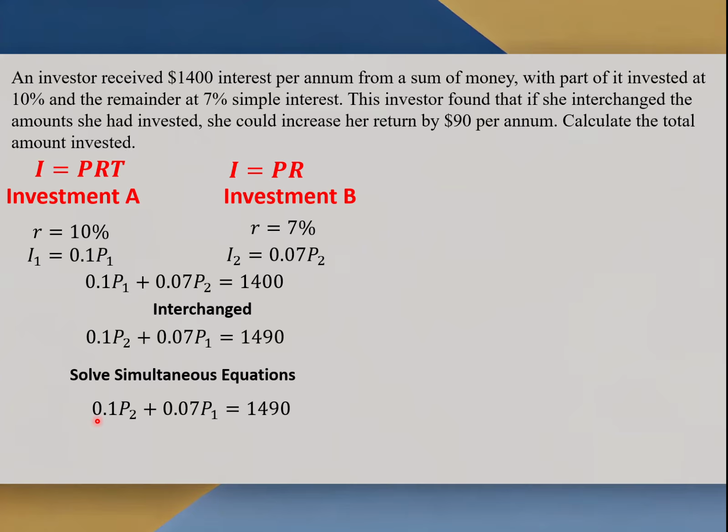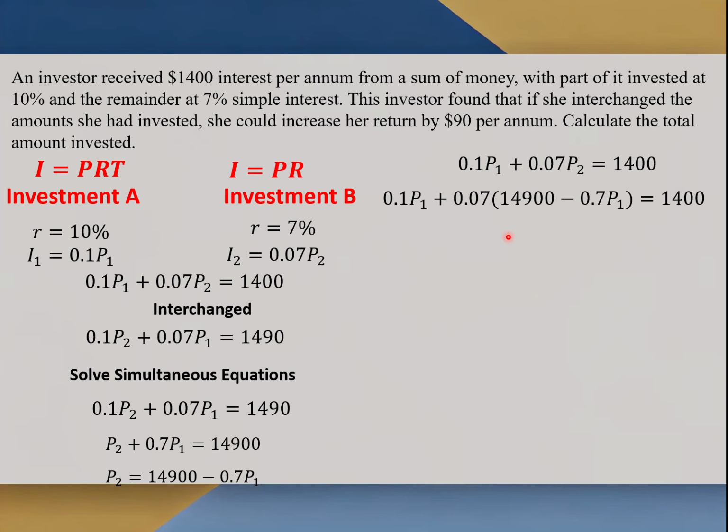So I'll start off with this one here, 0.1 P2 plus 0.07 P1 is equal to 1,490. I will then divide everything by 0.1 to get P2 by itself. The second thing I'm going to do is take away 0.7 P1 on both sides. Now I've got P2 by itself. So I'm going to grab the other equation that I had, and this time I'm just going to look at what P2 is equal to and substitute it straight into the formula.